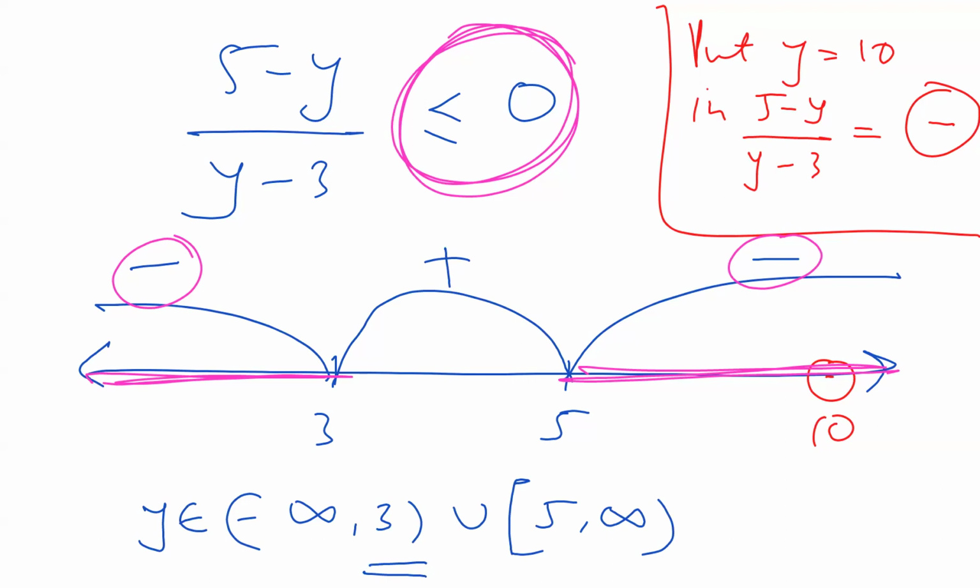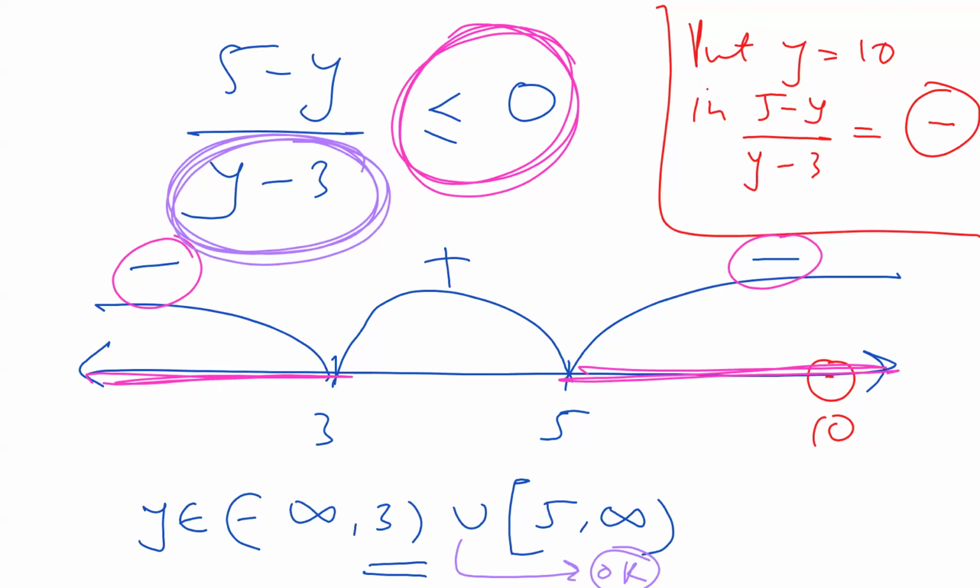Why not box bracket for 3? Anyone? Why not box bracket for 3? Good, because if you substitute y as 3, the denominator will be 0. If you put y equal to 3 over here, this will turn out to be 0 and anything upon 0 is not defined. Now this union is OR.